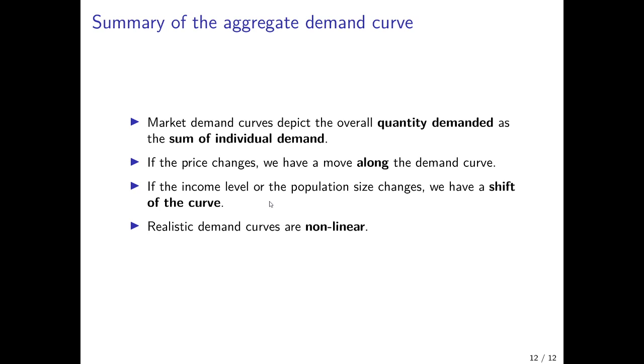And if the income level or the population size changes, we would have a shift of the curve. So if we have more people in the economy or they have higher incomes, we would have a shift of the demand curve to the right. So for each price level, we would have a higher quantity demanded. And if the population shrinks or the income level shrinks, then the demand curve would shift to the left. And for each price level, we would have a lower demand level. And again, realistic demand curves tend to be nonlinear.